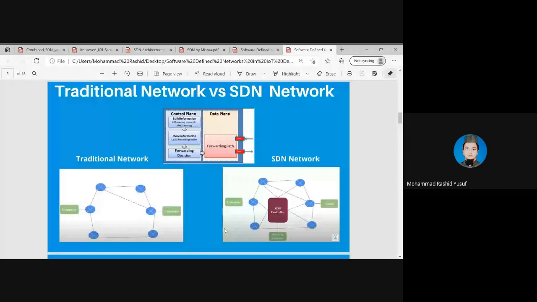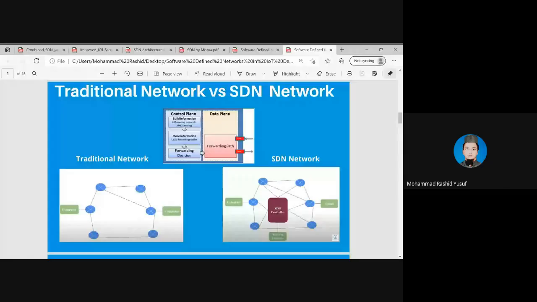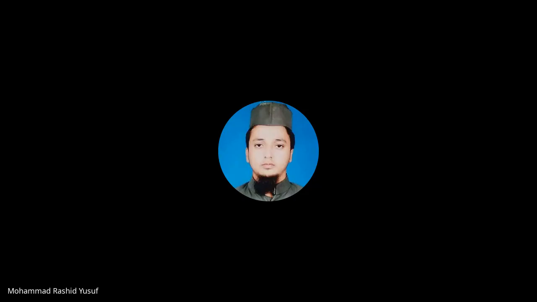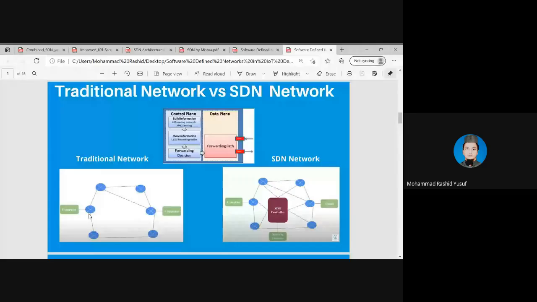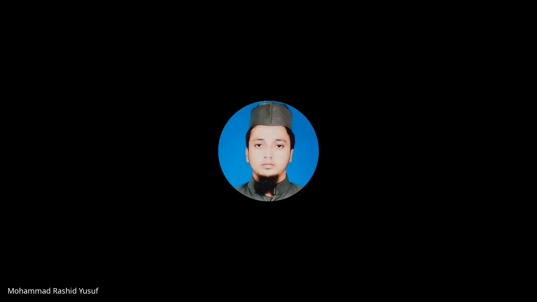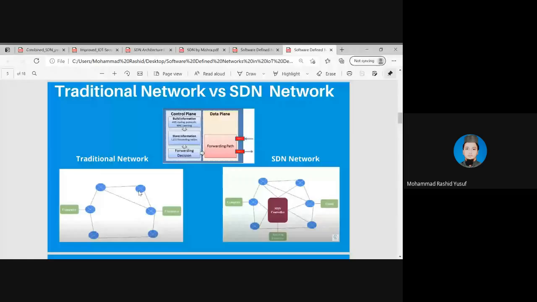In conventional network, the routers make decisions based only on the neighboring connected devices. This is the router, suppose, and it decides based on that information. But in SDN it is not like this. In conventional network, the router makes decisions based on neighboring connected devices.